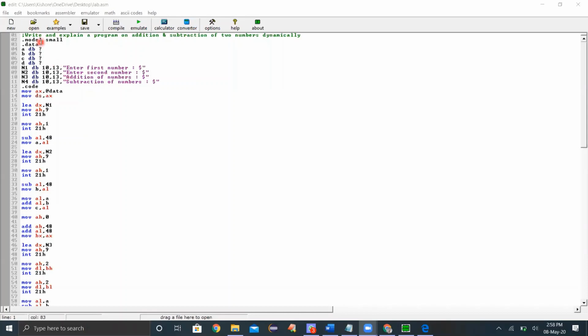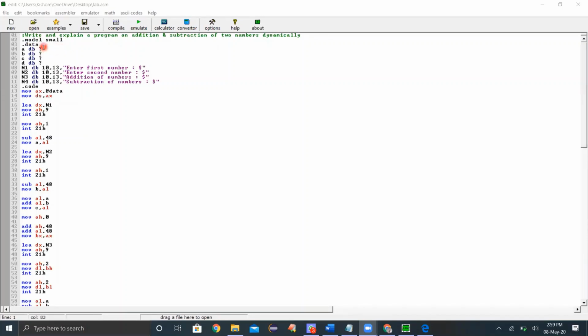My name is Narayana. Now I am going to explain about addition and subtraction of two numbers dynamically. So first of all, we take .MODEL SMALL. This is used for small programs only. If we want to use it in large programs, we use .MODEL LARGE.